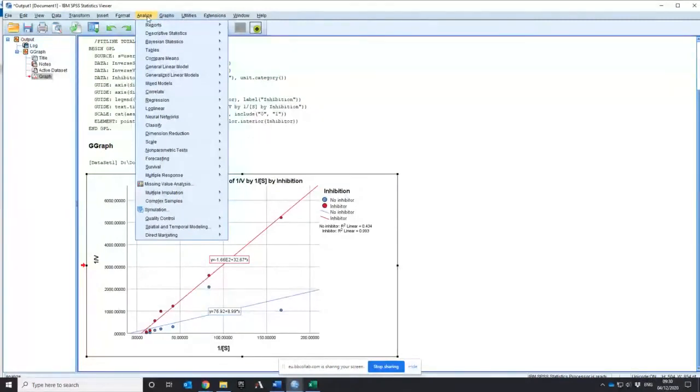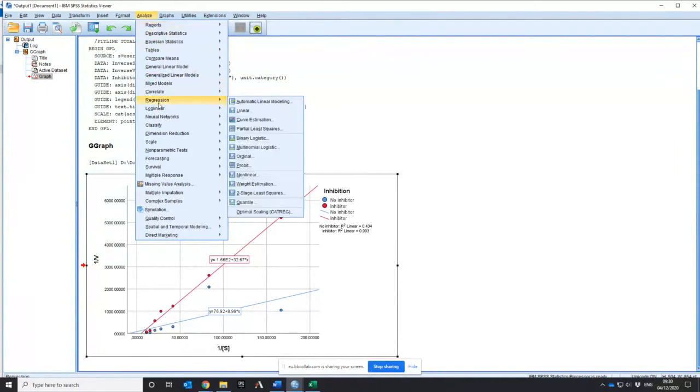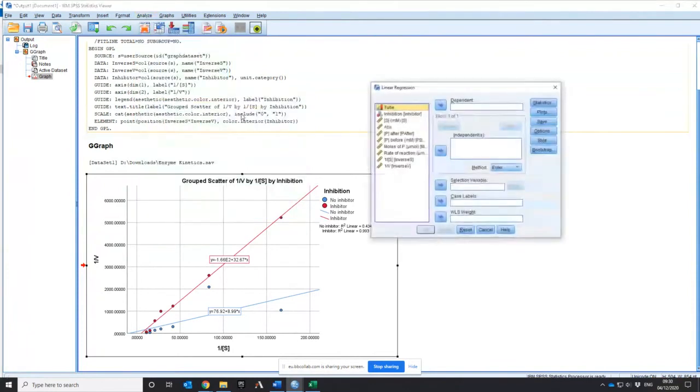So what I need to do then is go back and do the proper linear regression. So I go to Analyze, go down to Regression. There's lots and lots of different types of regression. Let's stick with linear. You can do curve estimation, so fitting a curve to the Michaelis-Menten if you wanted. That would work as well. So let's click on linear. My dependent variable we've established is going to be 1 over v. My independent variable is 1 over s.